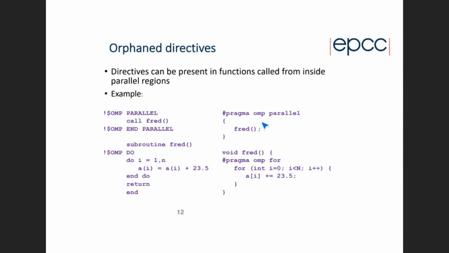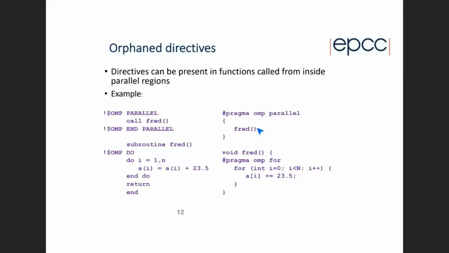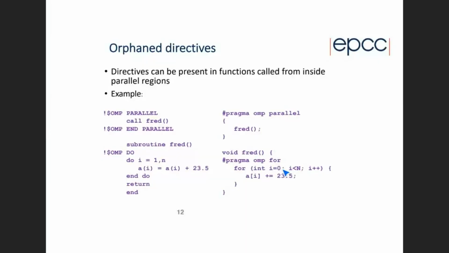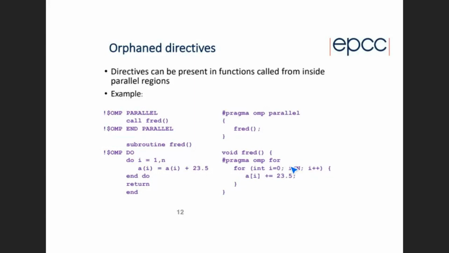What happens here is that the parallel region creates the threads. Every thread will make a call to this function, and then once we're inside the function, the for directive indicates that the loop iterations should be divided between the threads. So that all works as you would expect.